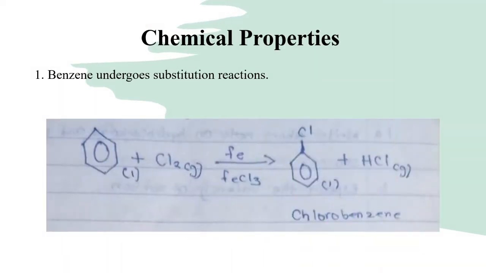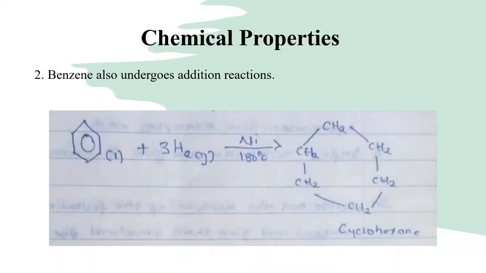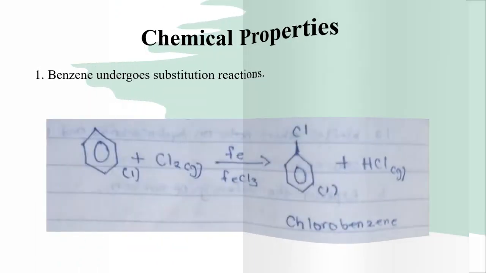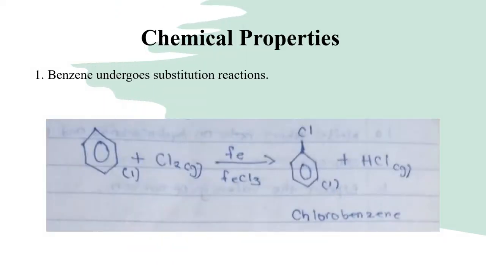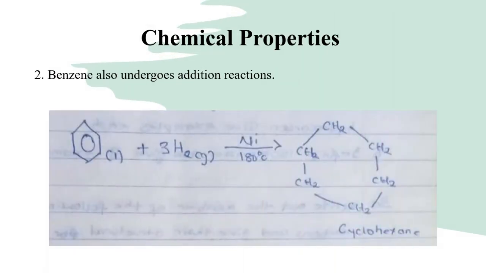Chemical property. Benzene undergoes substitution reaction. Benzene also undergoes addition reaction. What do we mean by substitution reaction? We mean that it replaces hydrogen from its ring with chlorine to make what? HCl, and the product is also known as what? Chlorobenzene. So in the addition reaction, it adds what?